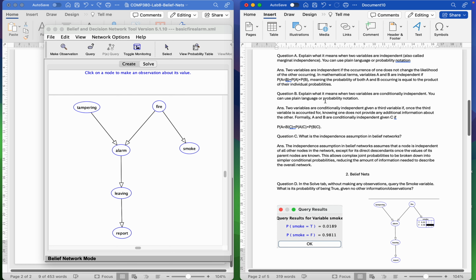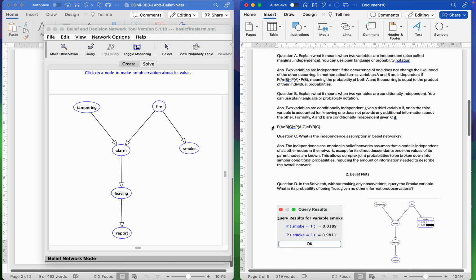Second is explain what it means that two variables are conditionally independent. Two variables are conditionally independent in almost the same sense as marginal independence. Just in this scenario, we have another variable present, which means that if we know the value for C, then A and B become independent. We just have to know the information about what the value for C is.